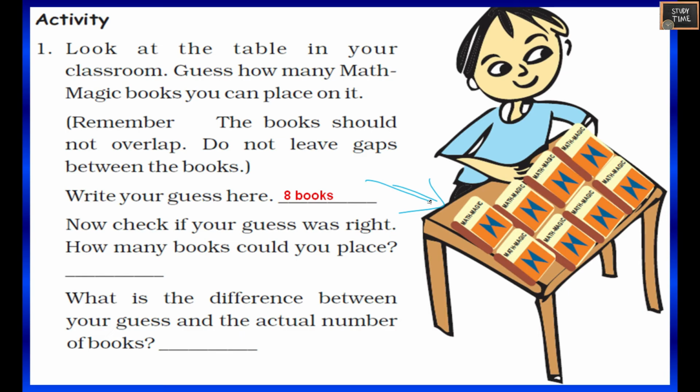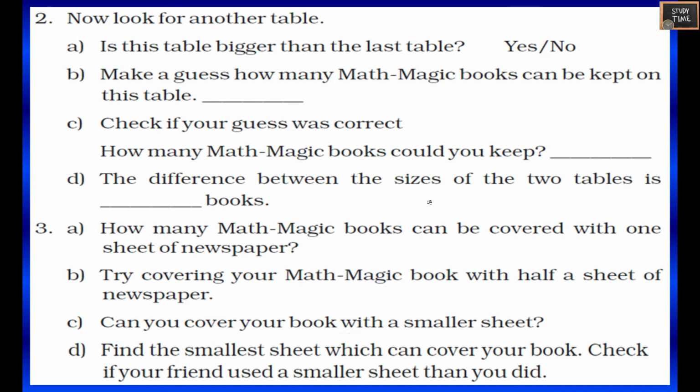Now check if your guess was right. How many books could you place? 8 books. What is the difference between your guess and the actual number of books? Here it is 0. Now look for another table. If that table is bigger than the previous one, I can cross check whether this table is bigger. Yes.